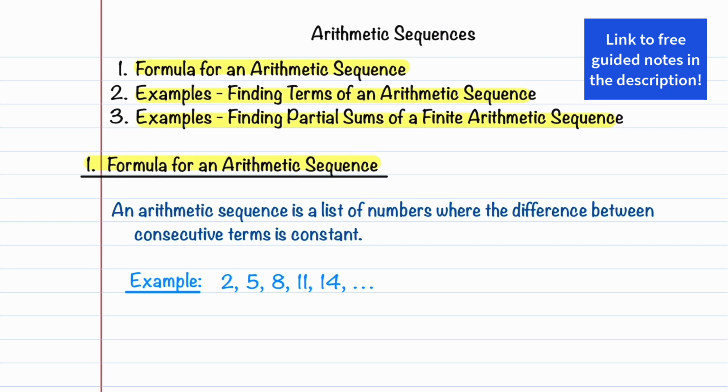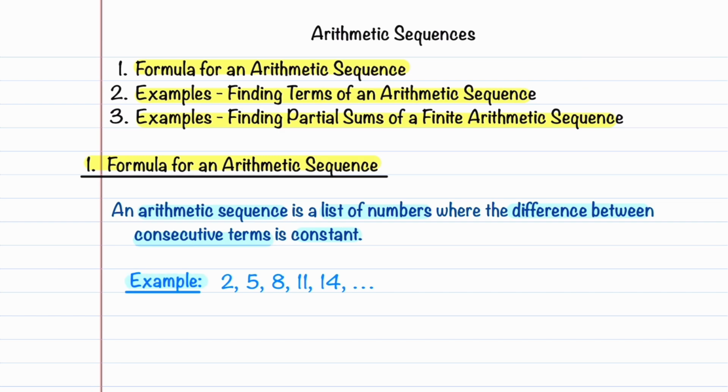To understand the formula, we need to first understand what an arithmetic sequence is. An arithmetic sequence is just a list of numbers where the difference between consecutive terms is constant. Let me show you what I mean by the difference between consecutive terms being constant. Let's look at this example right here. To see if it's an arithmetic sequence, what we have to do is look at all the terms and see if there is a common difference between them.